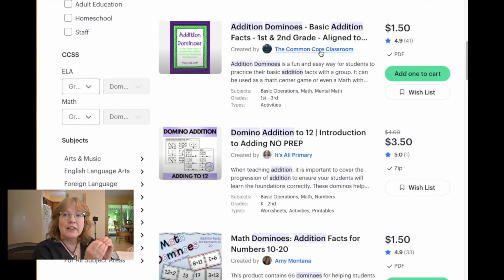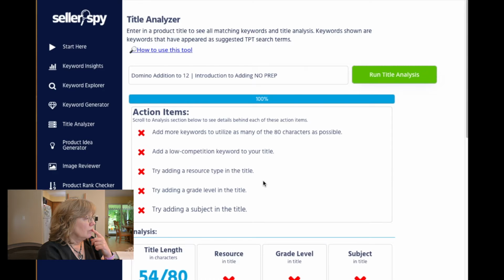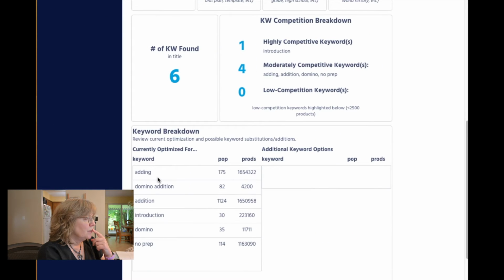So is there anything that I can also rank for? Domino Edition to 12, I rank for, okay? I'm on the first page for that, that's great. Back here, adding, I can't, it's too big.